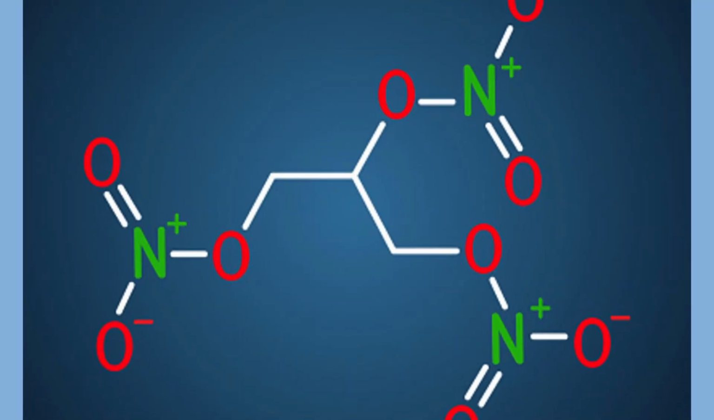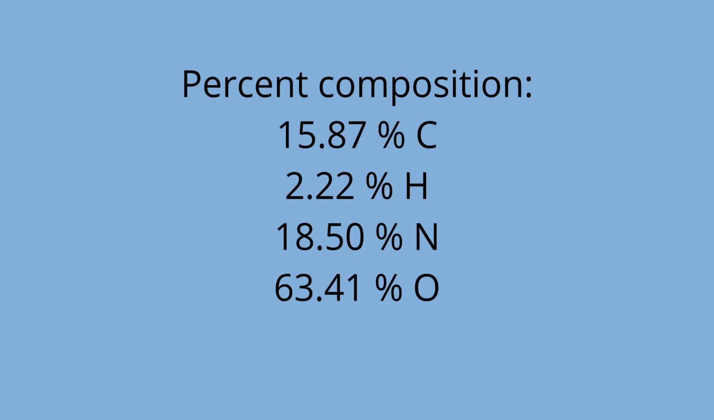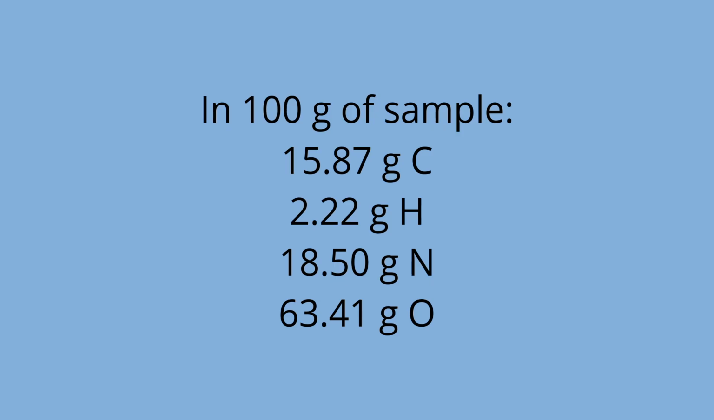Now let's see a tricky case. If the percent composition is 15.87% C, 2.22% H, 18.50% N, and 63.41% O, because percent composition is directly proportional to the masses of the elements, a 100-gram sample contains 15.87 grams of carbon, 2.22 grams of hydrogen, and so on.